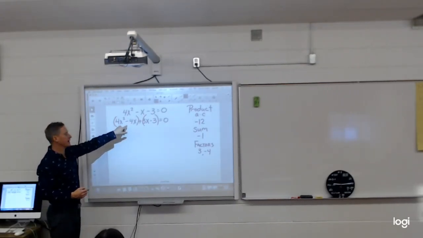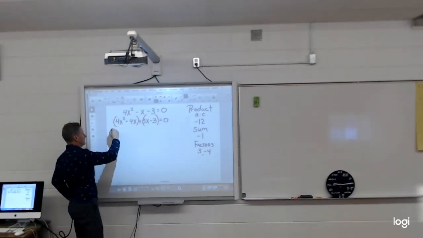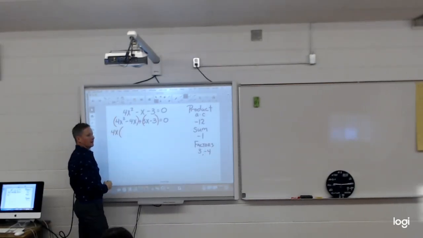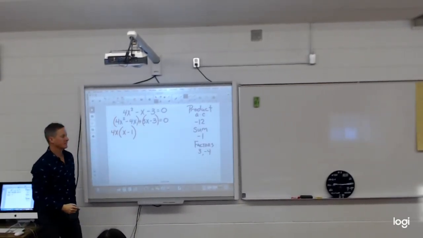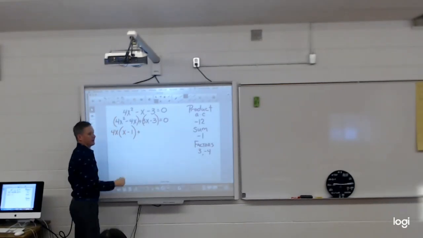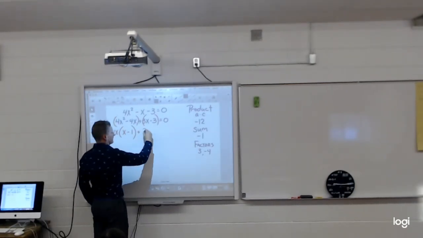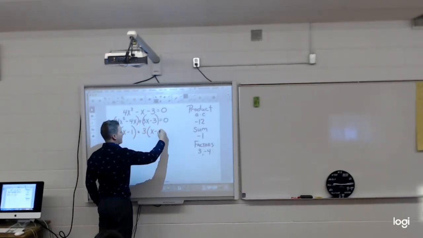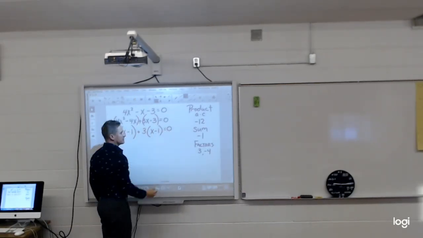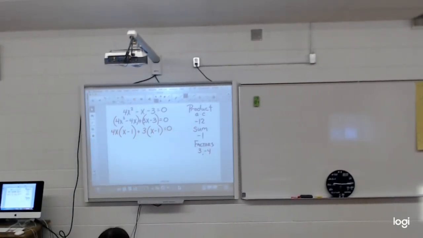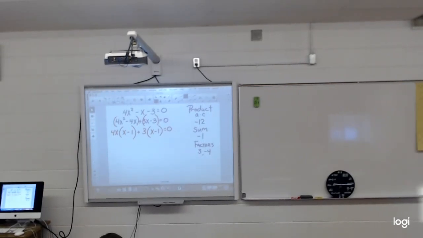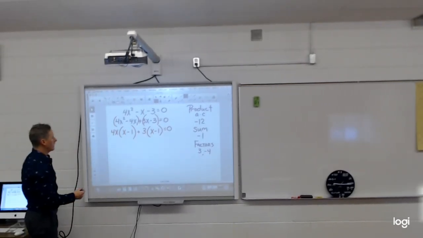Okay, so now you look in the bracket. Is there a greatest common factor between these two? Yeah. What is it? 4x. So I take the 4x out of here, and that leaves me with x subtract 1. What's the greatest common factor in this one? 3. Take the greatest common factor out. I'm left with x minus 1 equals 0. Do you remember this now? Okay. Now what's the greatest common factor between the two terms? x subtract 1.